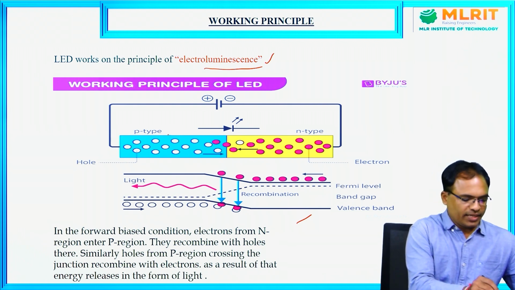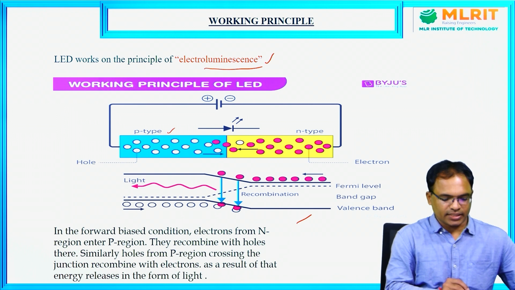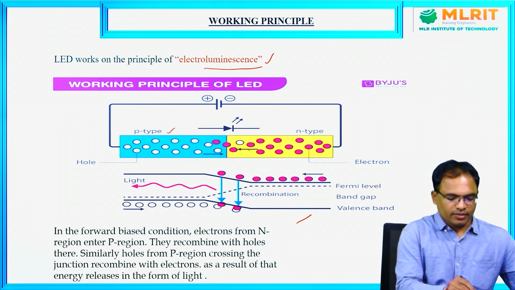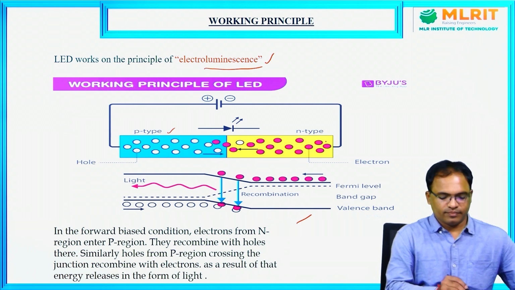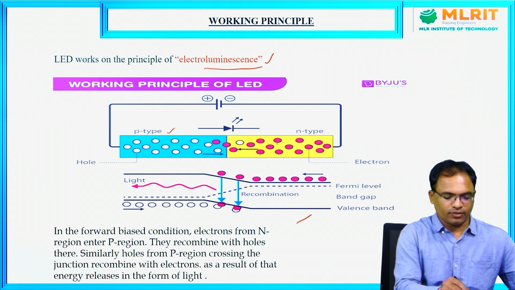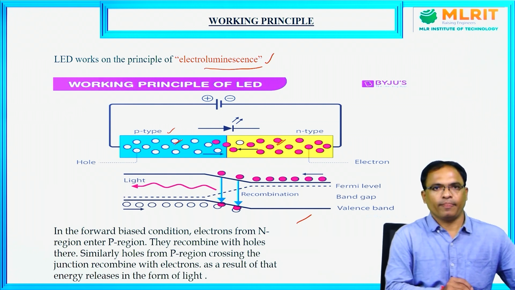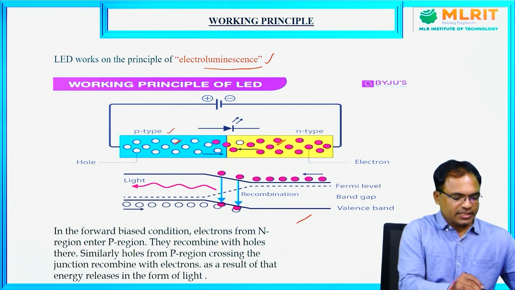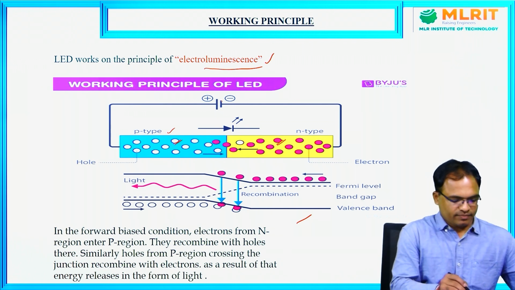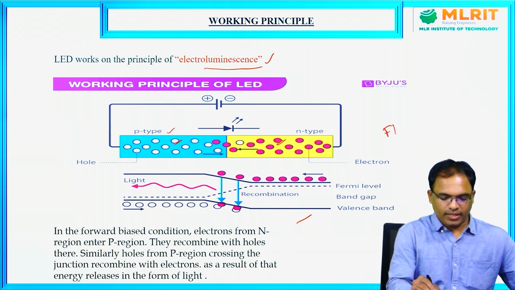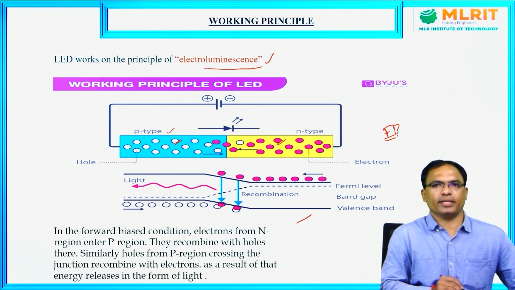In the P layer, there are more holes, positive charge carriers. In the N type, there are more electrons. Majority charge carriers in N type are electrons. In P type, majority charge carriers are holes. As I told earlier, an LED is always connected in forward bias. What is forward bias?